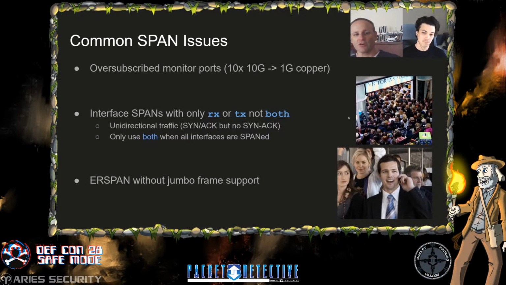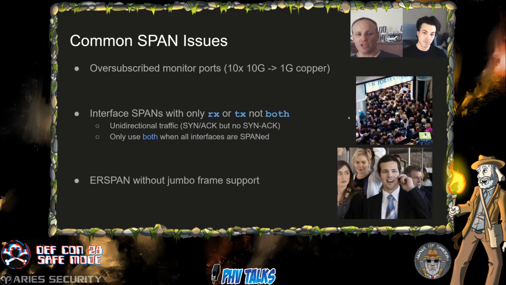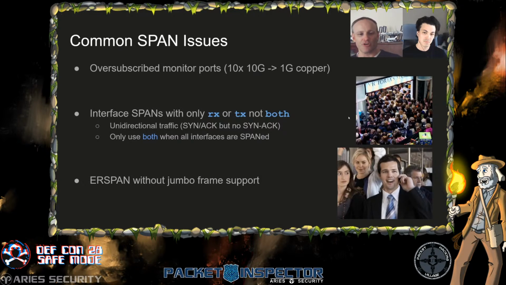I mentioned this on the previous slide, but when you have an interface span, typically you're going to want to do both directions. If you don't, you're going to get unidirectional traffic, and you'll be really confused because your packet trace won't make any sense. And we do have a note here. If you go back to my simple, super small network example, if you're spanning all the interfaces on a switch, in that case you could just do receive. But most of the time, you're going to do both.